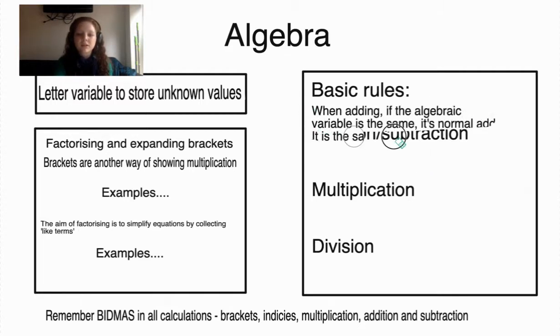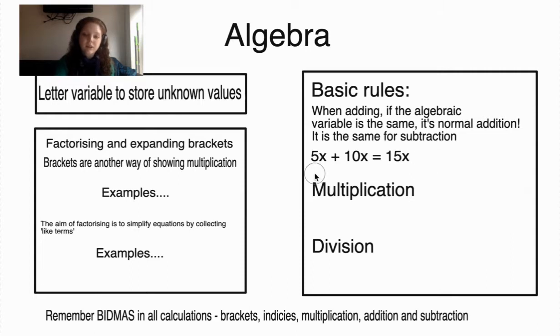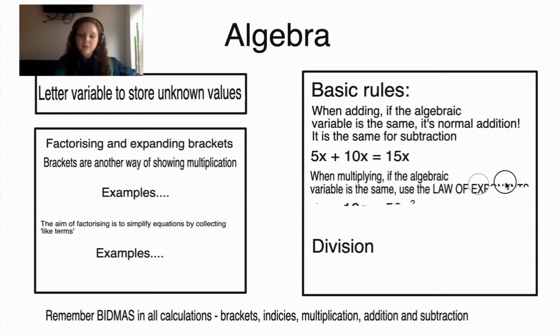So addition and subtraction are the same. For an example, 5x plus 10x, as you probably would know, is 15x. Multiplication, the only thing that's different is you need to pay attention to the law of exponents, which we'll get onto later. But you've got 5g times 10g, you've got the 5 times 10, which gives you the 50. The two g's times together gives you g squared.